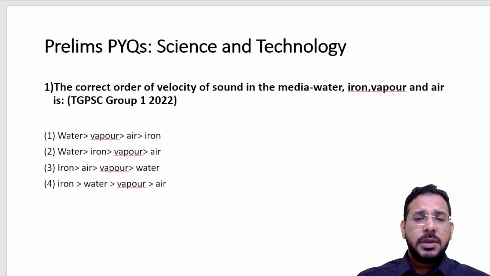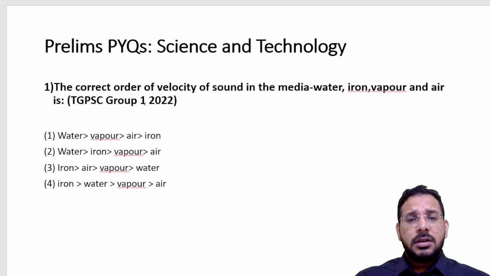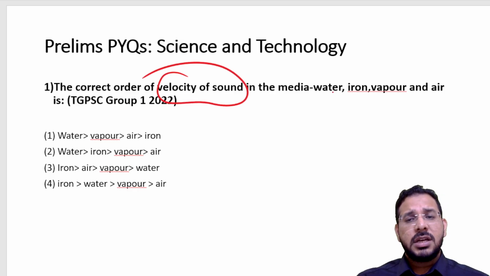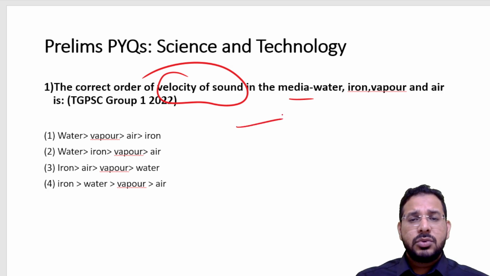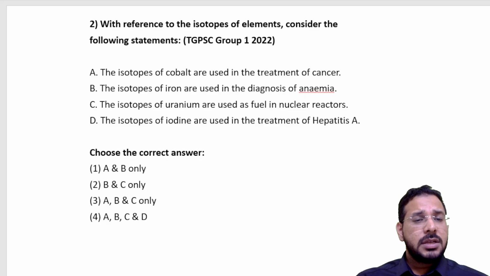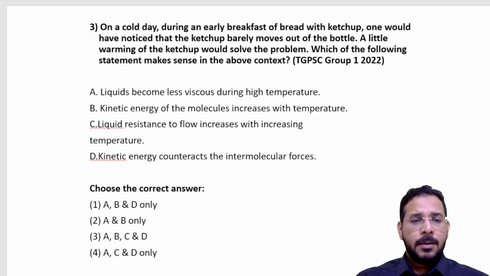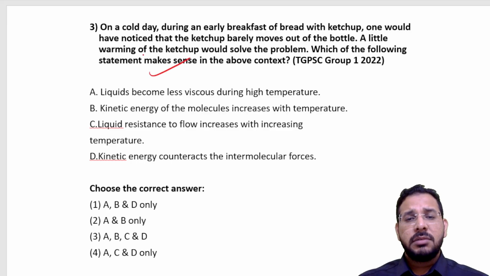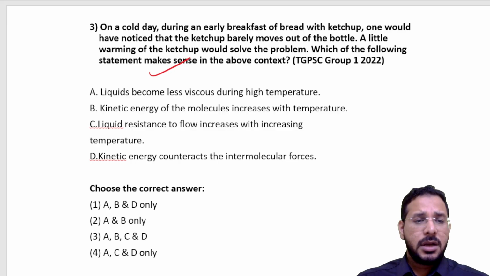In prelims, questions have been asked from general science like the order of velocity of sound, which sound can travel in different mediums. So in which medium sound will travel faster and in which medium sound will travel slower. So it has asked to arrange them in a sequence. So this is a general science question. This is also a general science question from chemistry. So different isotopes of elements have been asked. So this is also a general science question from physics based on how liquids become viscous or less viscous based on the temperature have been asked.